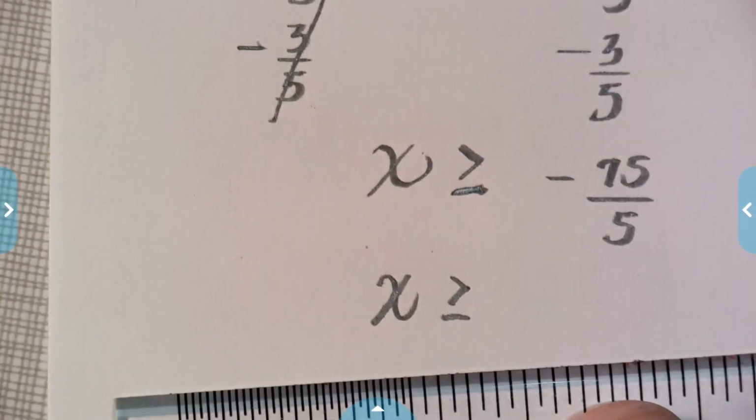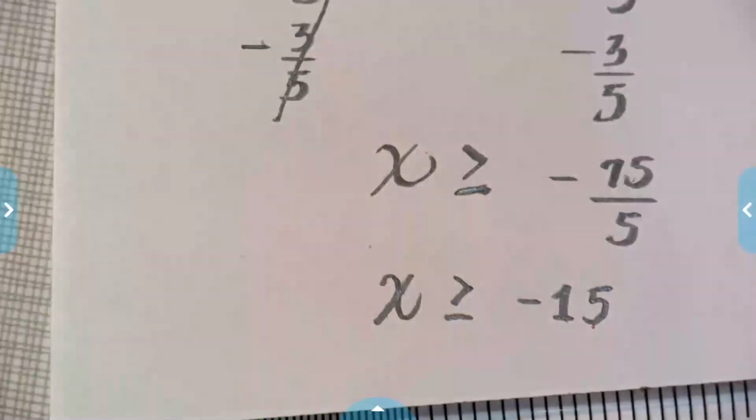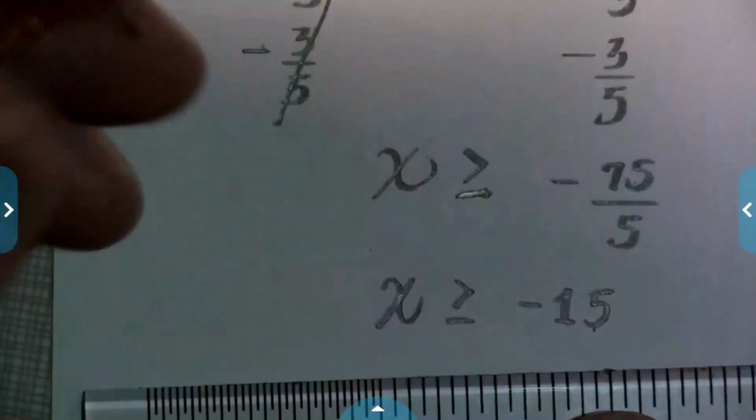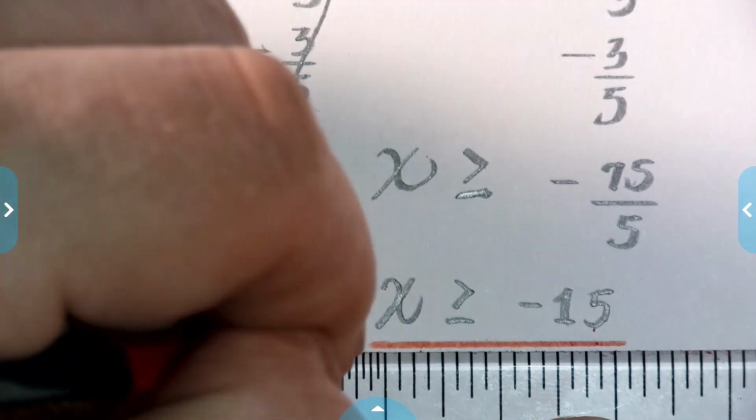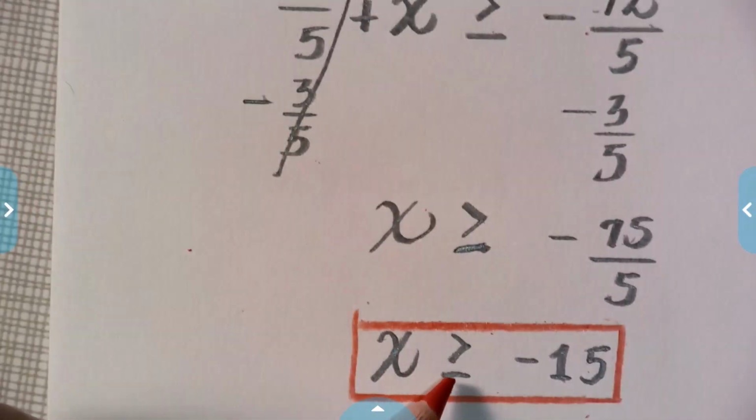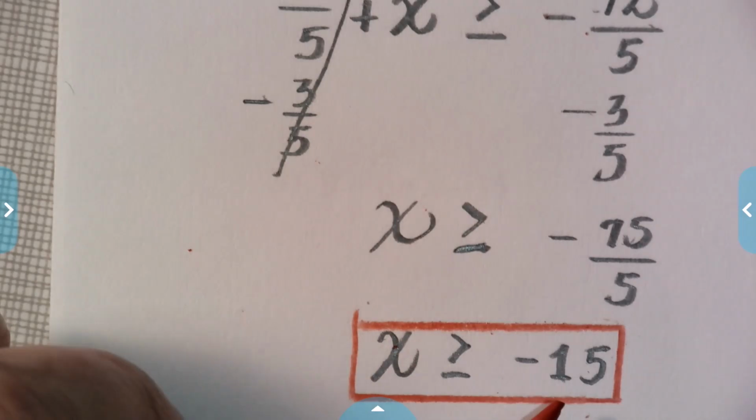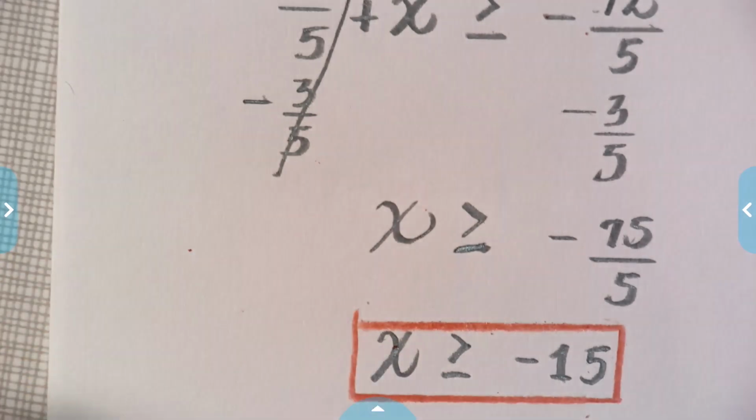We have x is greater than or equal to, and then 5 goes into 7, so it's going to be a negative number. 5 goes into 7 once, leaving behind 2. So 25, 5 goes into 25 5 times. So this is going to be negative 15. So x is greater than or equal to negative 15. Okay, so this is going to be a filled in circle, and x is going to be greater than or equal to negative 15, which means it's going to be a filled in circle going off to the right. Filled in circle at negative 15.